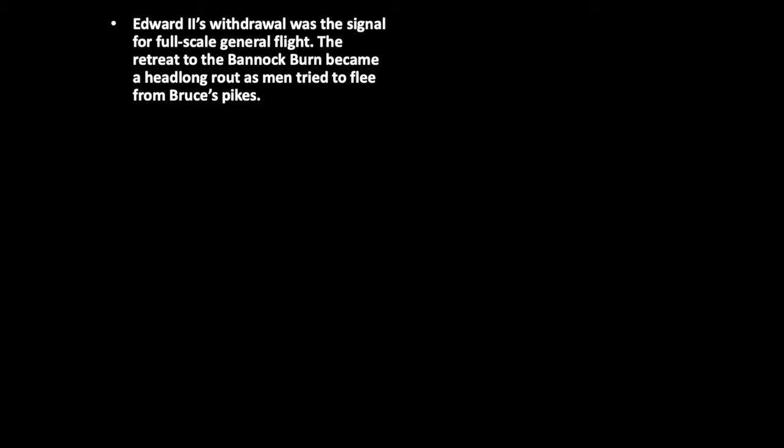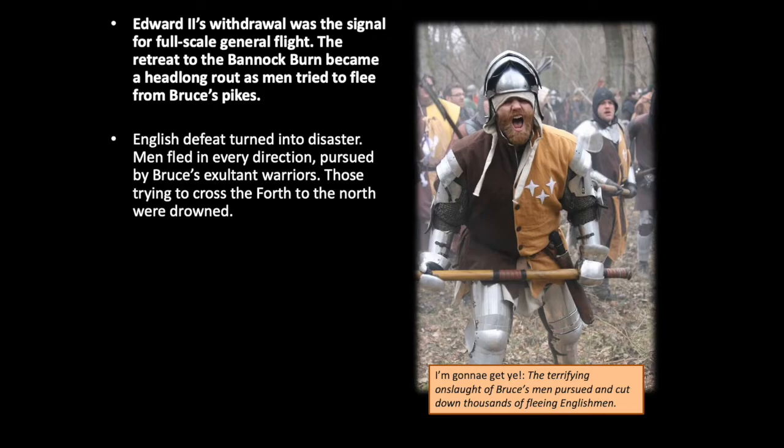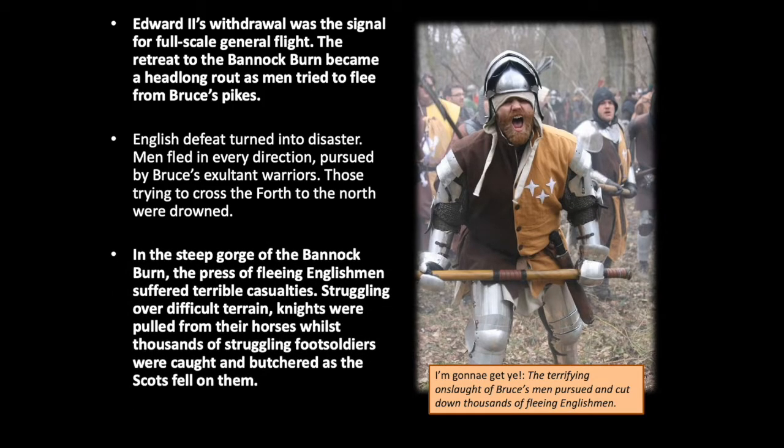Edward II's withdrawal was the signal for a full-scale general flight. The retreat to the Bannockburn became a headlong rout as men tried to flee from Bruce's pikes. English defeat turned into absolute disaster. Men fled in every direction, pursued by Bruce's exultant warriors. Those trying to cross the Forth to the north of the battlefield were drowned. In the steep gorge of the Bannockburn, the press of fleeing Englishmen suffered terrible casualties. Struggling over the difficult terrain as they tried to get down the side of the gorge to cross the stream, knights were pulled from their horses while thousands of struggling foot soldiers were caught and butchered as the Scots fell on them from behind.